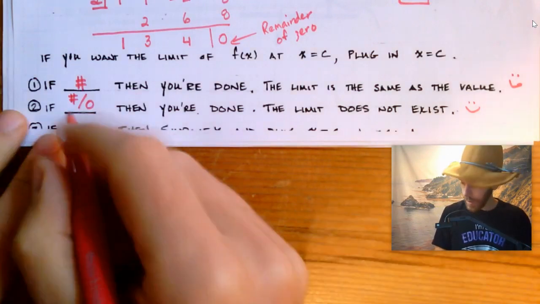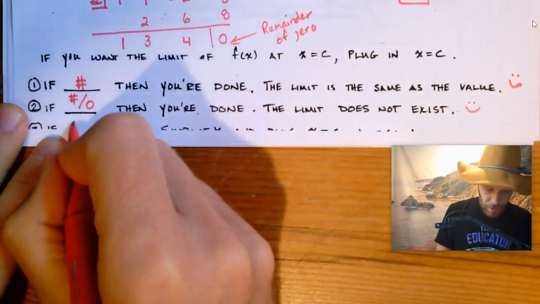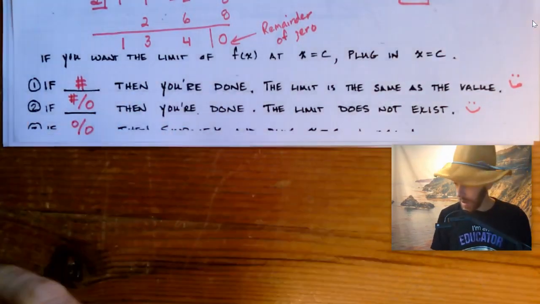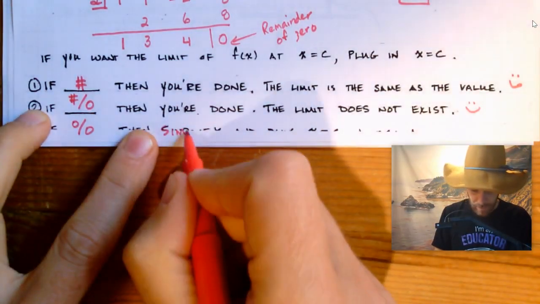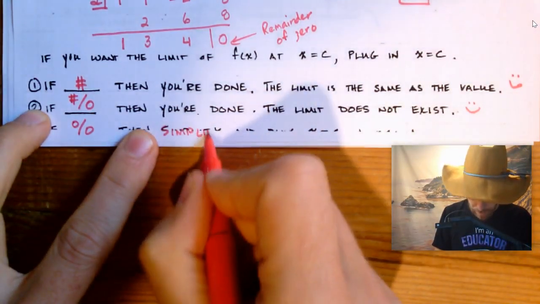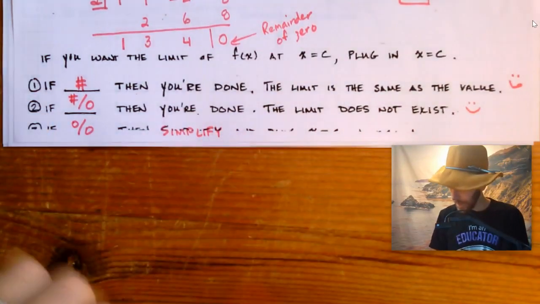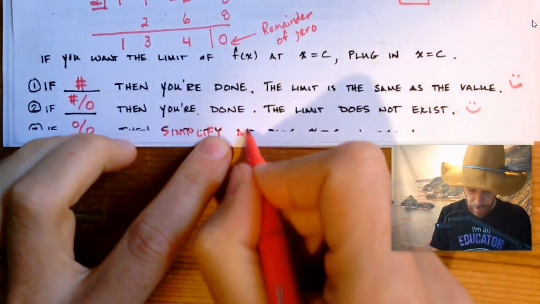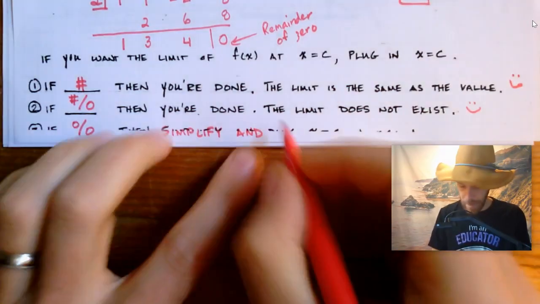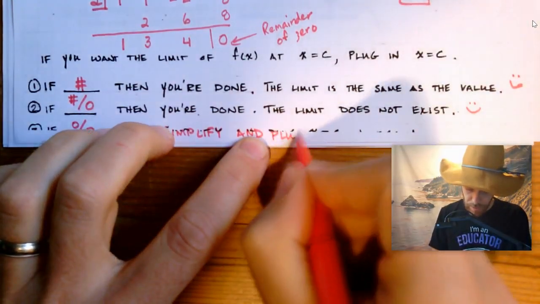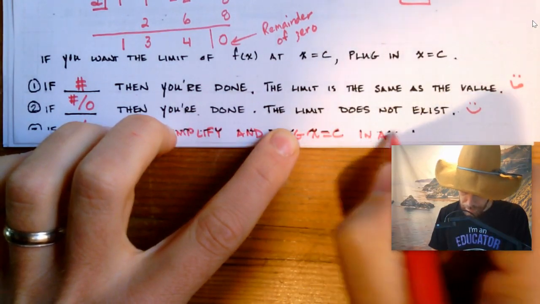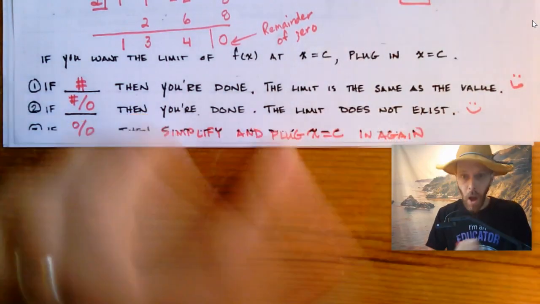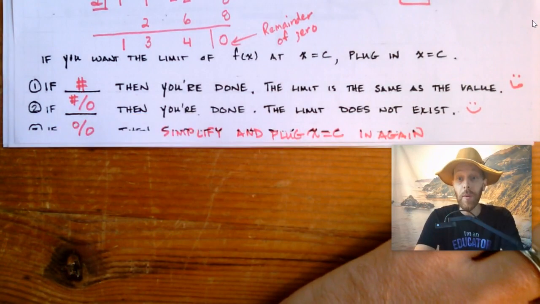If, however, you get 0 divided by 0, then simplify. Right? And that means you're factoring. And then plug x equals c in again. All problems will take one of those 3 forms.